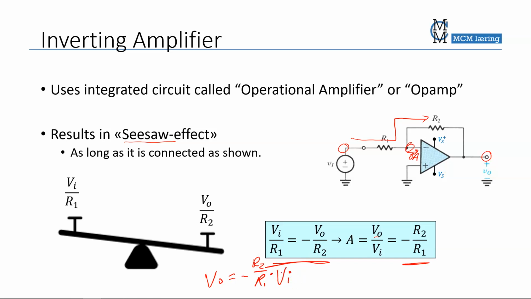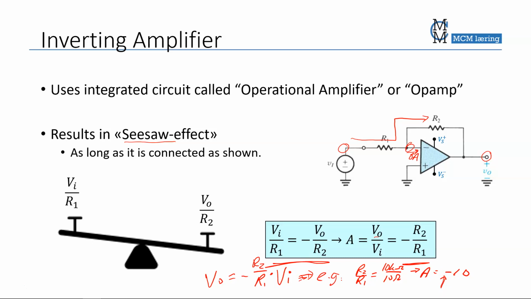So if for example, R2 is 10 times larger than R1, well, then the amplification becomes 10. So for example, R2 over R1 equals 10 kilo ohms over 10 ohms, then the amplification becomes minus 10. So you take the input signal and you multiply it by minus 10. We will come back in a few seconds to what this minus sign means.